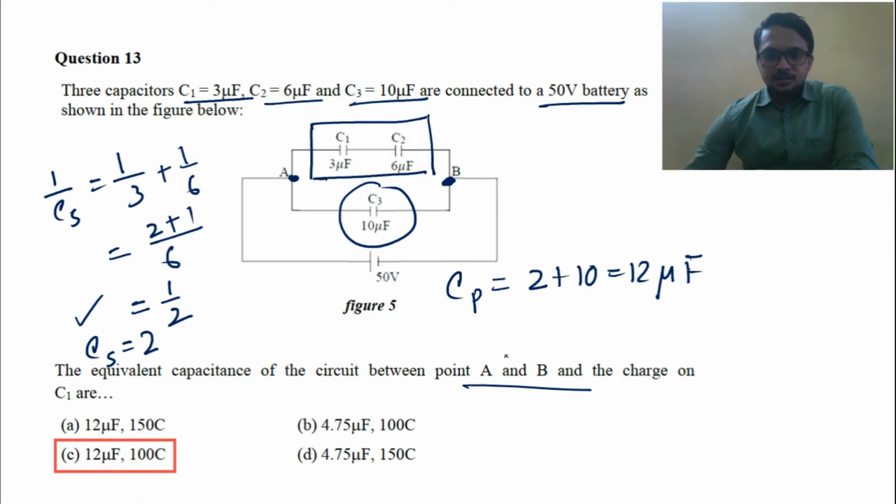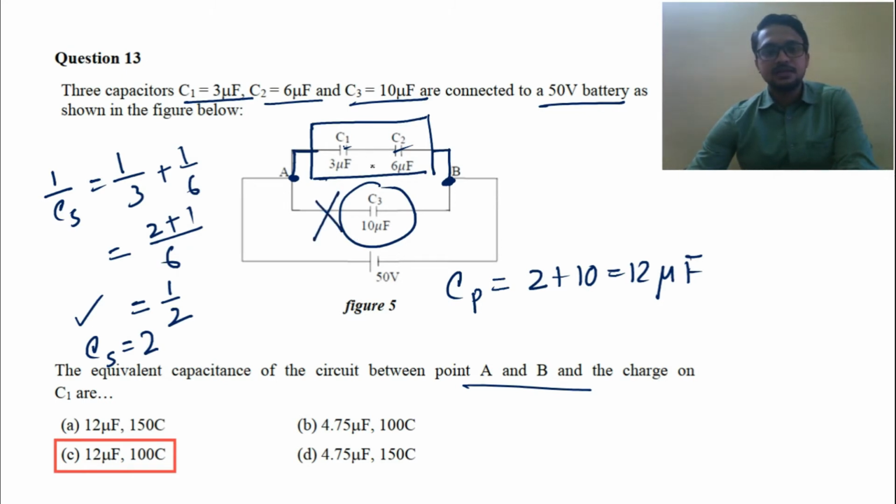Okay. Now in the question is charge on C1. Now C1, C2 are in series. So charge on C1 and charge on C2 will be same. But C3 is in parallel. So here charge can be different. So for finding charge, we will take that series part in which C1 is present. So C1 is present only in the upper part. So we'll take this part. Lower part is not required here.